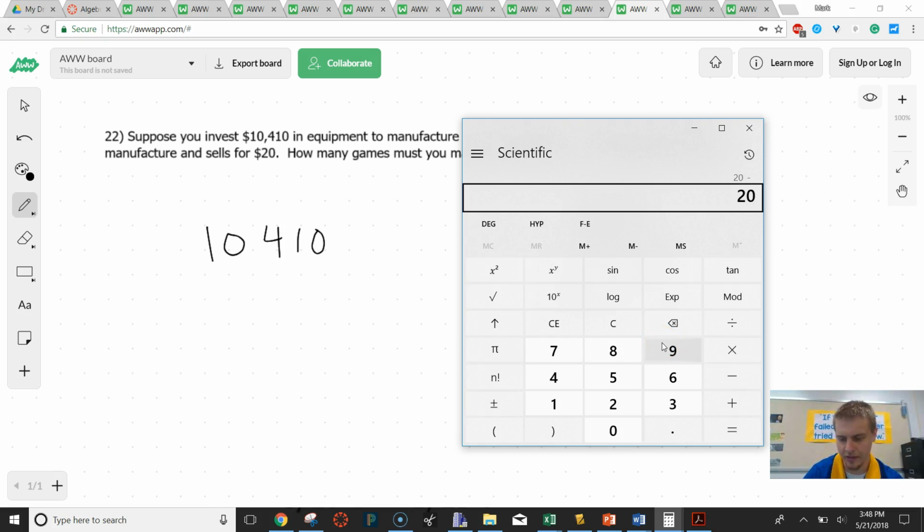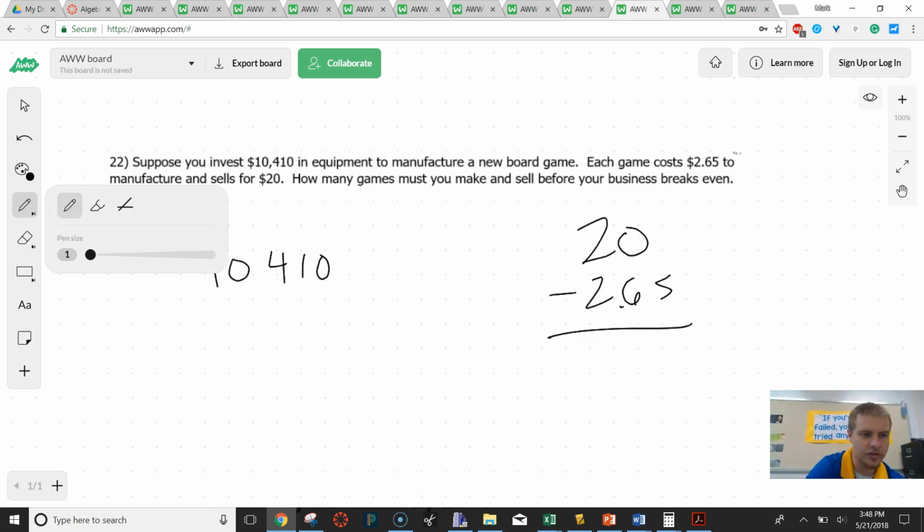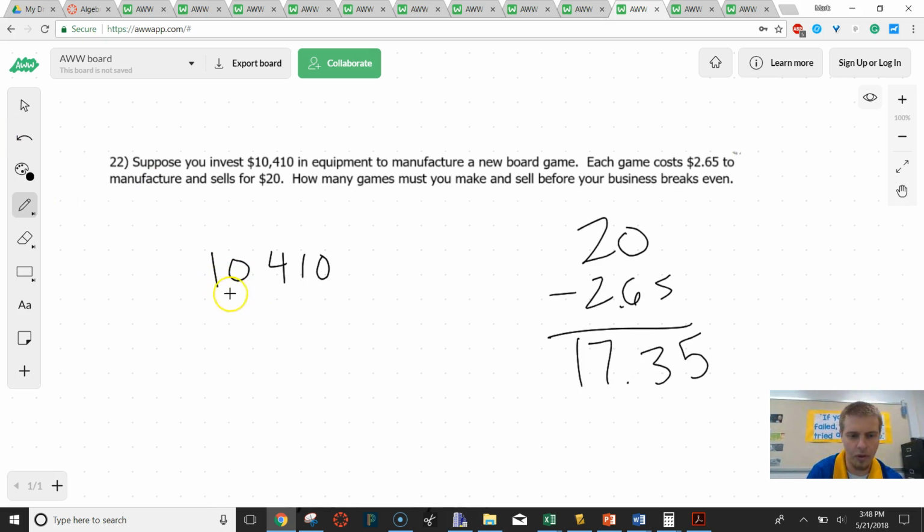But that would be 20 minus 2.65. So I make $17.35 for every game that I make. Well then, if I want to know how long it's going to take me to get to 10,410, all I would have to do is, if I sell one game, I make about $17. If I sell two games, that's about $34. I would just have to think of how many times this would happen, or if I did 10,410 divided by 17.35, that should give me my answer.